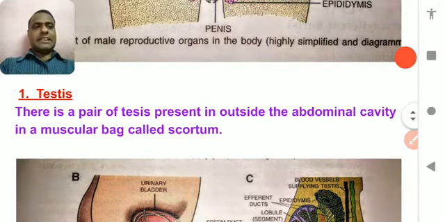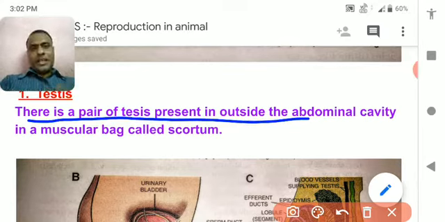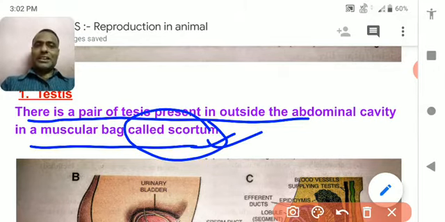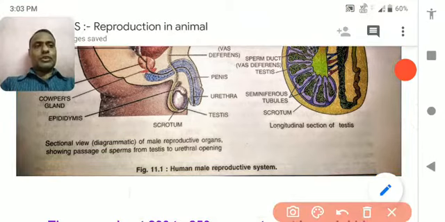There is a pair of testes present outside the abdominal cavity. Abdomen means this one; this is the chest, after that there is the abdomen, and outside the abdomen there is a bag-like structure. In that bag-like structure the two testes are present, and it is called the scrotum. This is the scrotum in which the testis is present.